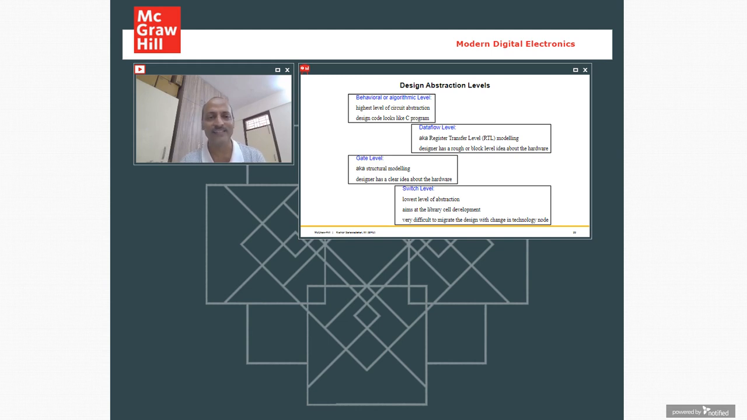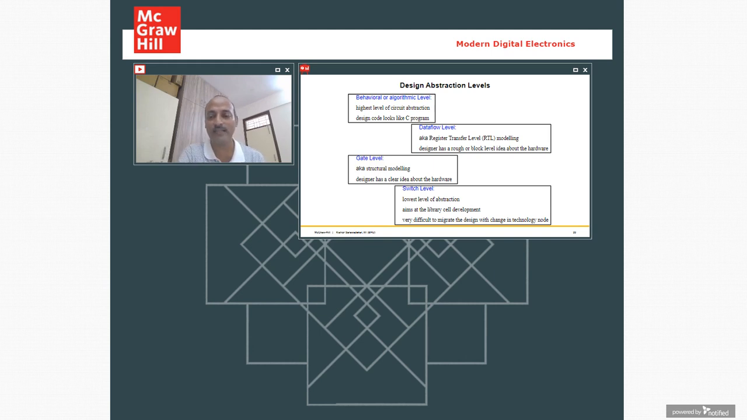As an HDL coding engineer, our aim is not to write code like C, right? But to map the circuit or algorithm on a silicon chip. So behavioral or algorithmic level is meant for faster productivity. Then the second level of abstraction is data flow level abstraction. It is also known as register transfer level modeling, RTL coding.